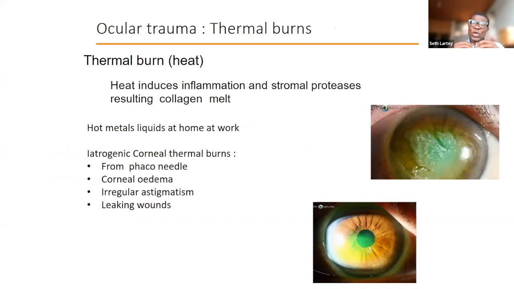keratoprosthesis. You may also have thermal burns from heat. Now, heat induces inflammation and stromal proteases are released and the collagen melts. These can occur at home, with hot metals, hot liquids, hot solids, at work, or iatrogenically.